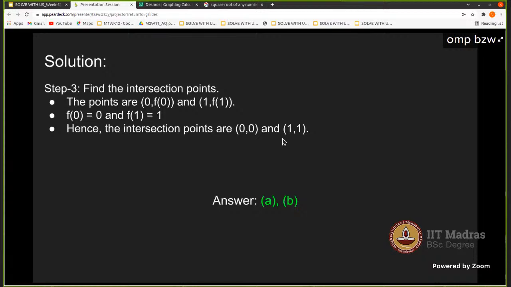Okay. So the points are 0 comma f of 0, which is at x equals 0, and 1 comma f of 1, which is at x equals 1. So f of 0 and f of 1 are 0 and 1. Therefore I can say that the intersection points are 0 comma 0 and 1 comma 1.